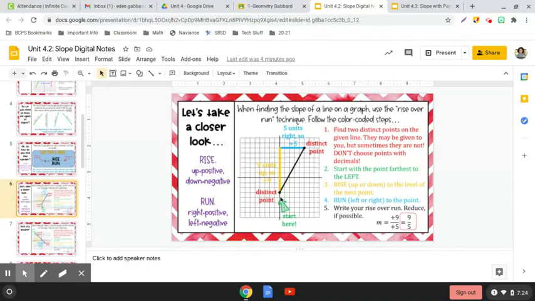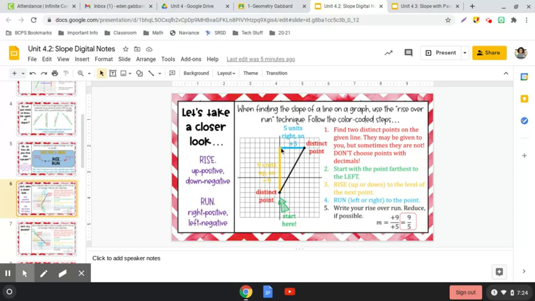And we start counting our rise. And we either will go up or down depending on where our second point is. On this example, we count up 9 units. And so that is our rise. So down here you can see this is plus 9 because we're going up. If we went down 9, it would be minus 9.